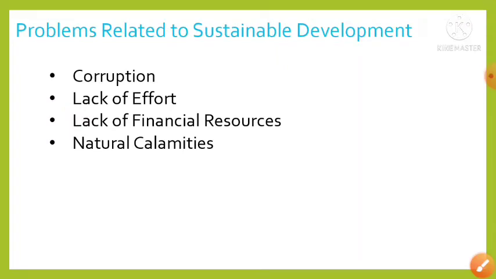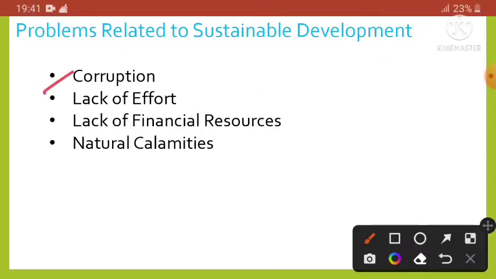Next are problems related to sustainable development. Number one is corruption, then lack of effort, then lack of financial resources, and at last natural calamities.